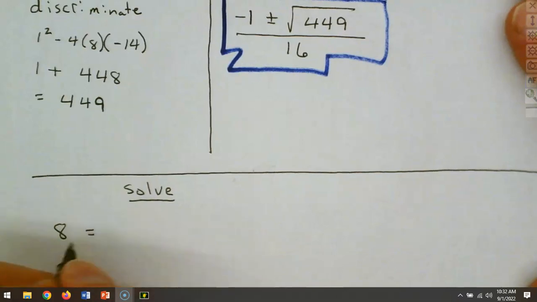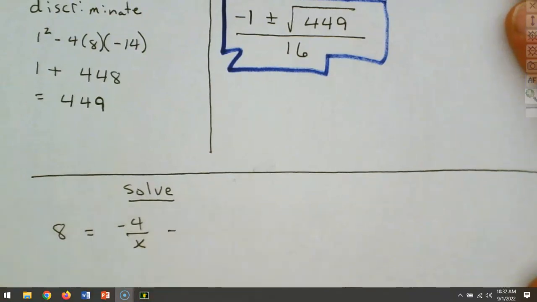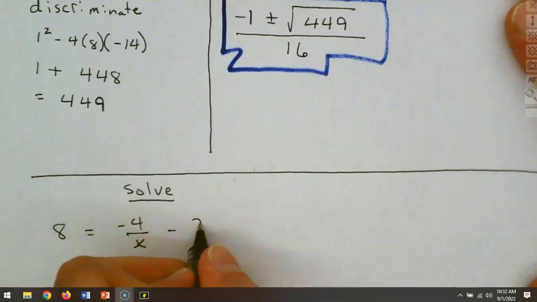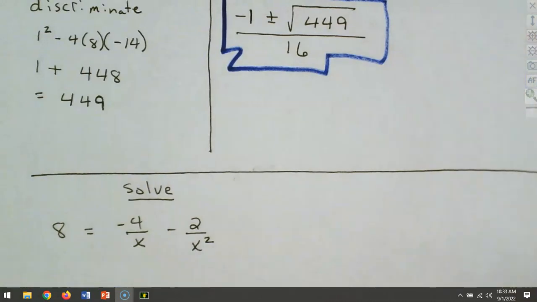8 equals negative 4x minus 2 over x squared. Okay, so another one with fractions, and we're going to try and solve this one. Okay, don't make this one harder than what it needs to be.